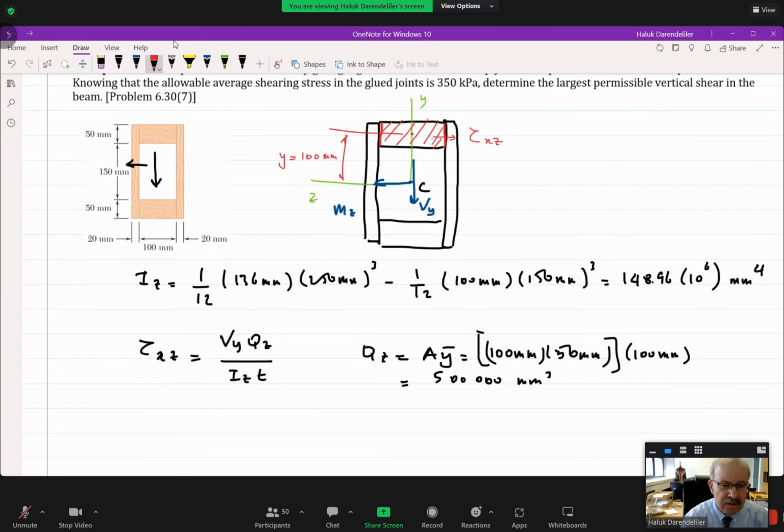Now, what is left? T. Could you tell me what is T in this problem? T is the length, in practice, the length showing the intersection of that surface with the transverse plane. So, what is T in this problem? Who is going to tell me?